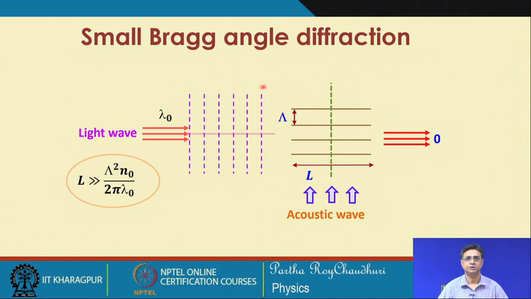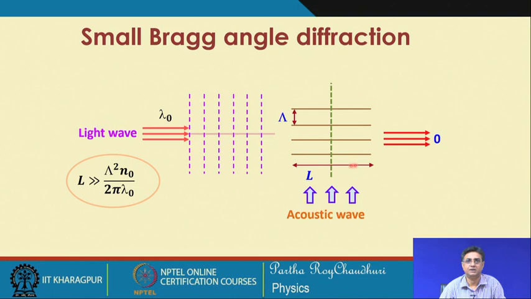As we have learnt by now, L is the length of interaction. This is the acoustic wave which is travelling through the medium, and because of the propagation of this acoustic wave, the medium undergoes a periodic change in the refractive index, and that forms this travelling grating. The pitch of the grating, the periodicity of the grating, is the wavelength of the acoustic wave, and the width of the acoustic wave is what is represented by L.